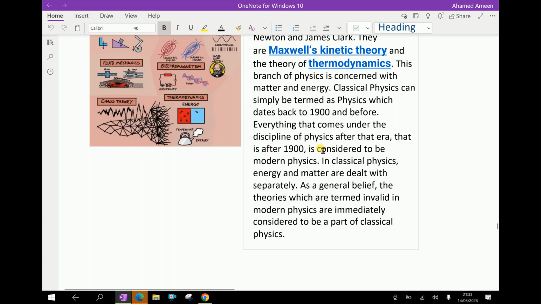Everything that comes under the discipline of physics after that era, that is after 1900, is considered to be modern physics. In classical physics, energy and matter are dealt with separately. As a general belief, the theories which are termed invalid in modern physics are immediately considered to be a part of classical physics.